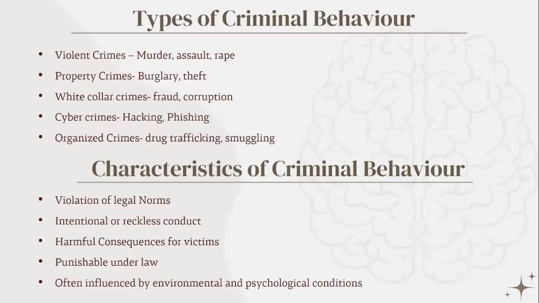So these are the types of criminal behavior: violent crime, property crime, white collar crime, cyber crime, organized crime. If you see the characteristics of criminal behavior: violation of legal norms, intentional, harmful consequences to victims, punishable under law, and often influenced by environmental and psychological conditions. Some criminals commit some types of crime under a psychological condition also. Sometimes they commit the crime situationally. So these are the different characteristics of criminal behavior. Next.